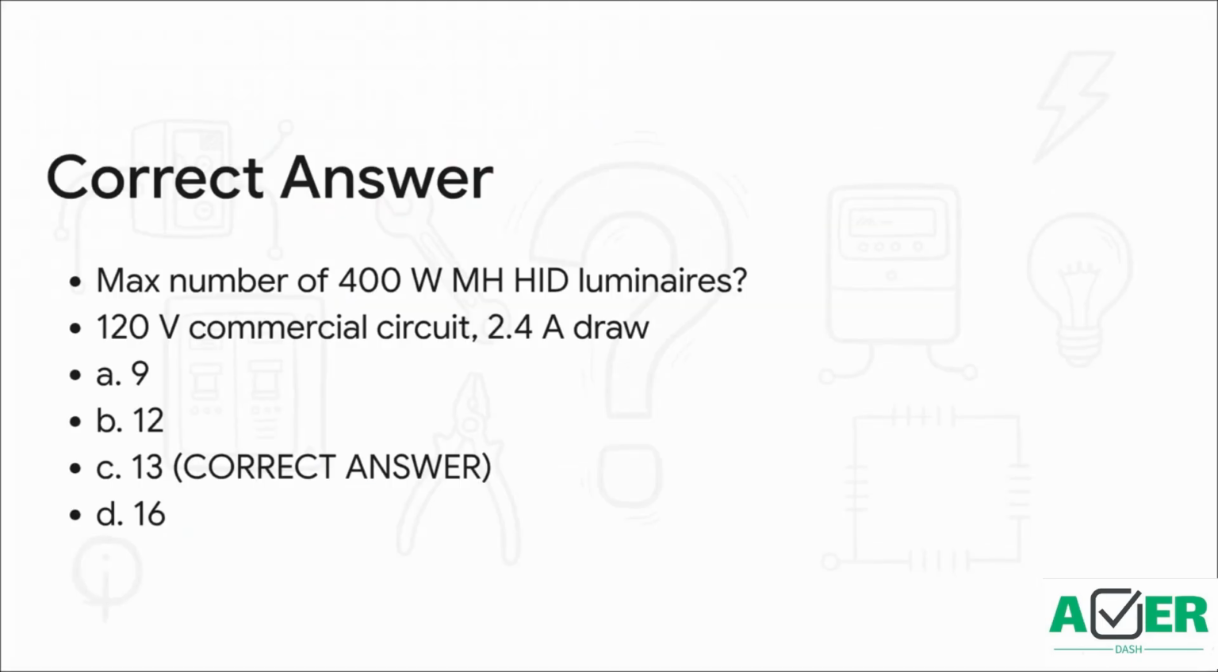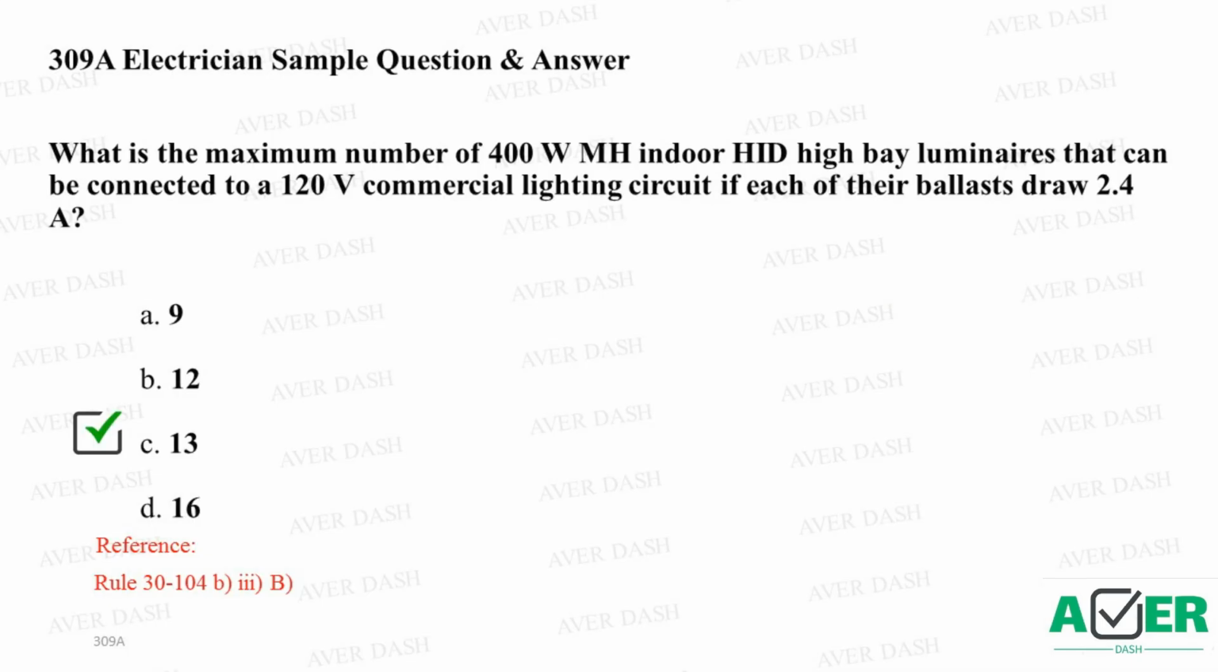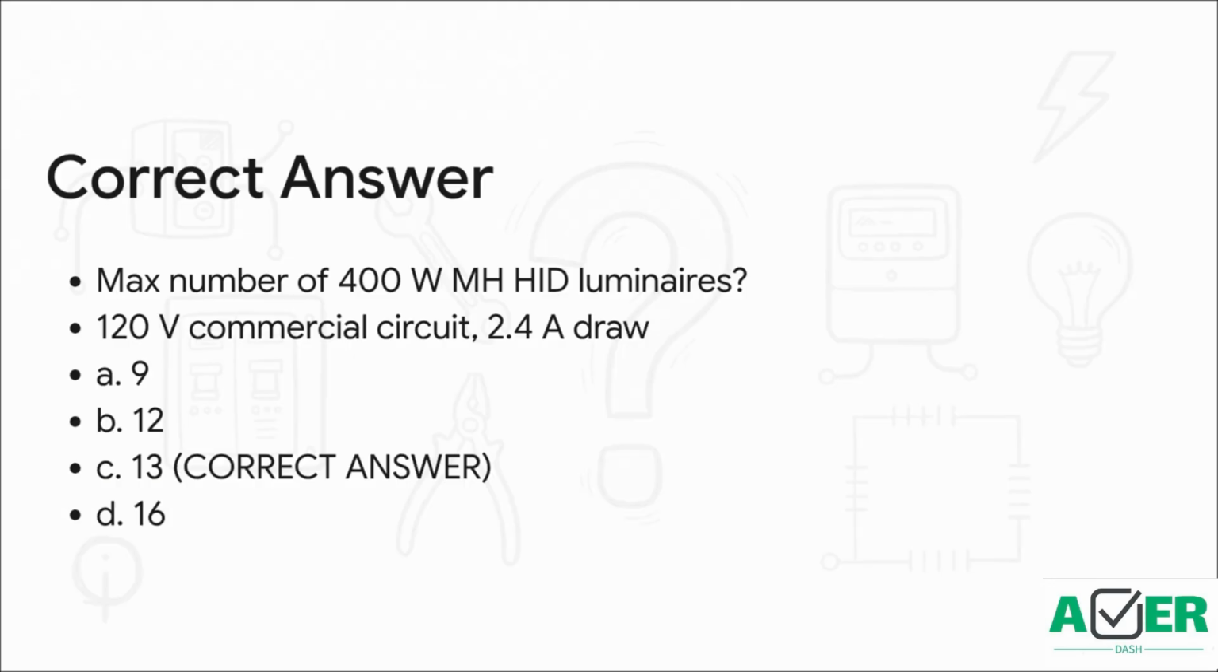Bringing it all back home to our original question, but this time with a clear head. Our math gave us exactly 13.33 luminaires. Since we're dealing with physical, real-world equipment, we obviously can't install a third of a light fixture, right? We have to safely round down to the nearest whole unit to make sure we do not exceed that hard 32 amp limit. So we round down to 13, making option C the undeniable, code-compliant, and 100% correct answer.